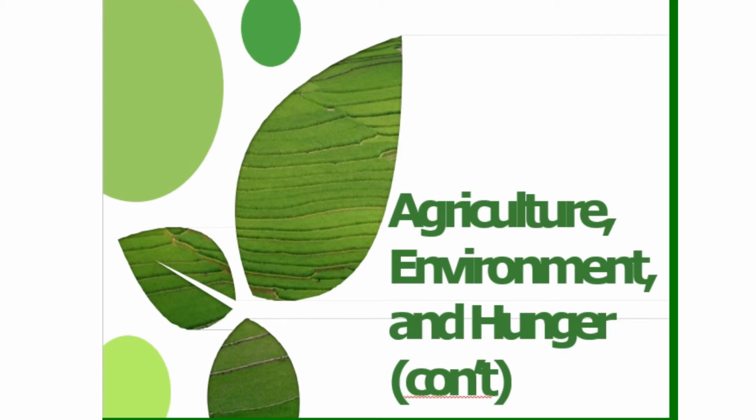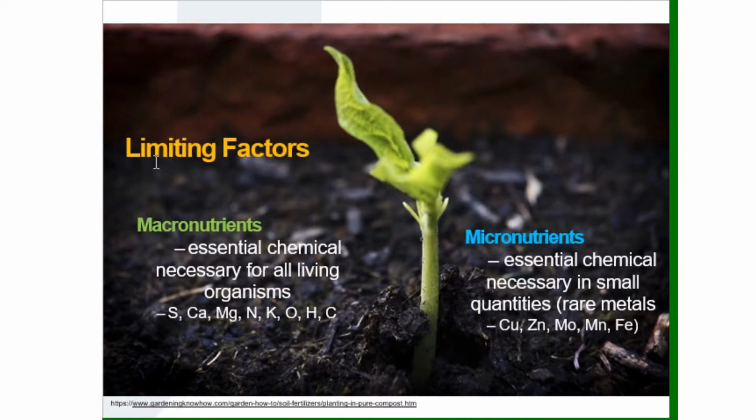Everyone, so for this session we are going to continue the discussion of agriculture, environment, and hunger. We are now already in limiting factors. Crops need around 20 chemical elements, in just the right amount at the correct times and in the right proportions to each other. So these are essential factors in order for them to grow and develop.